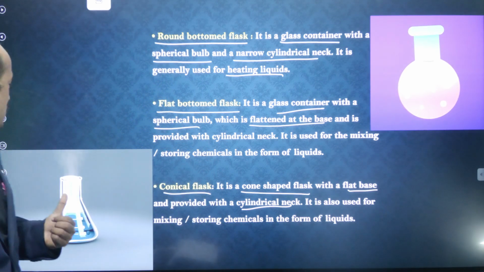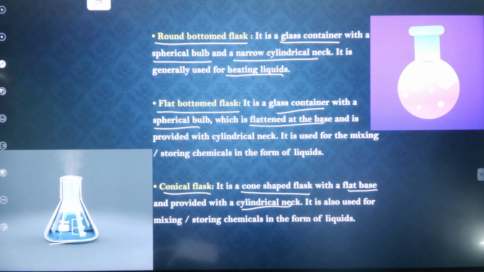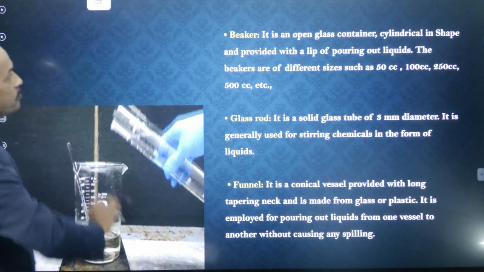Can you see the conical flask? Okay, so this is a conical flask, and on that side is a round bottom flask. I think all these things you are watching, you might have seen in the chemistry laboratory, right? Okay, let's go to the next slide now.